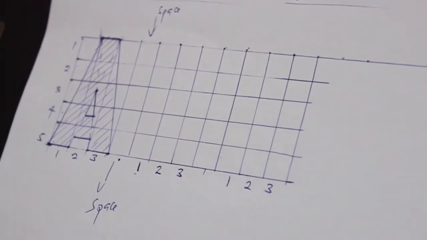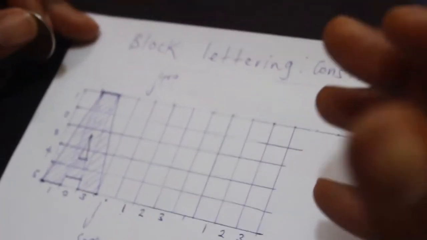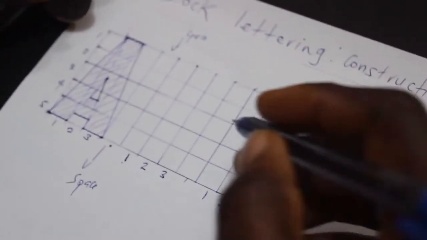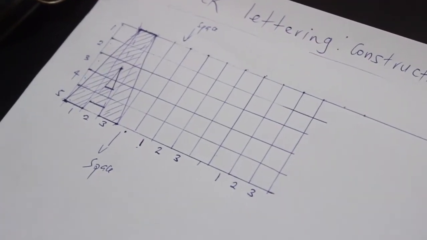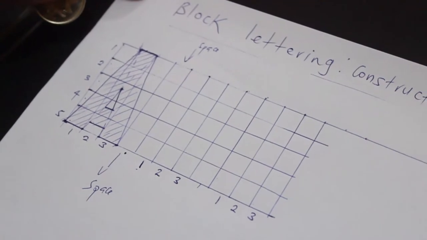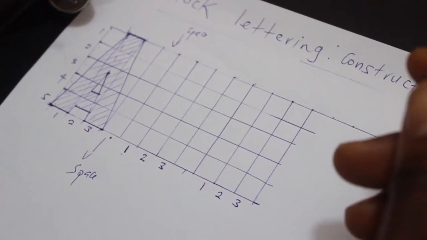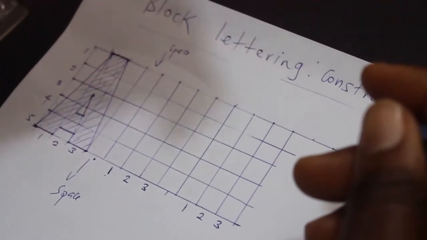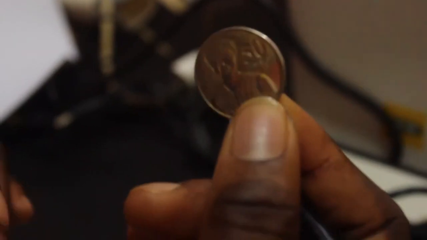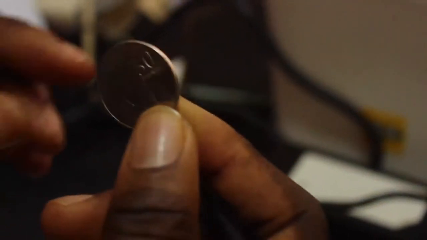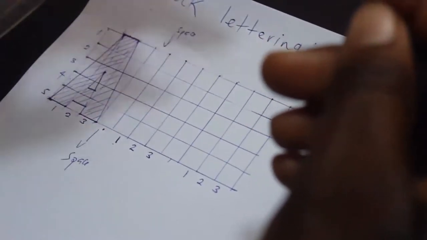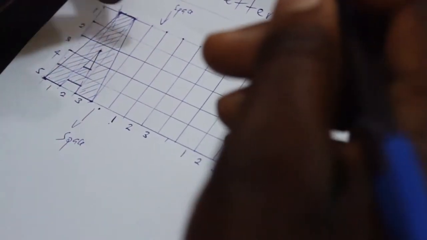B. So with alphabet B, given the shape of that alphabet, it means that we'll have to construct arcs. You will not use a compass to do that. We are going to use our coin. Over here, you can see that this is a currency. That is our 50 pesos coin. So we'll be using this coin to draw the arcs. So I'm sure everybody can get a coin at home. Get a coin, any denomination. 1 CD, 50 pesos, 20 pesos.